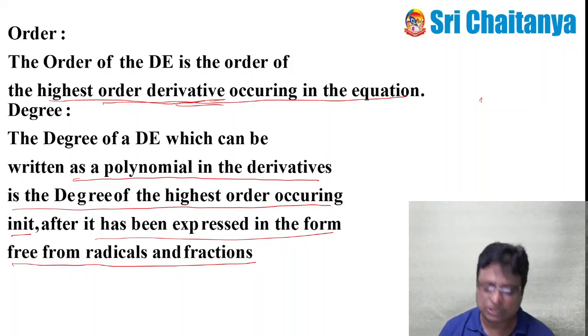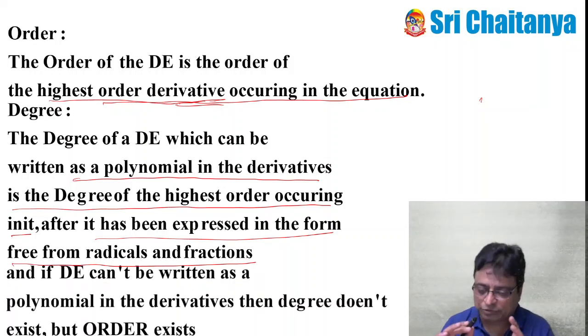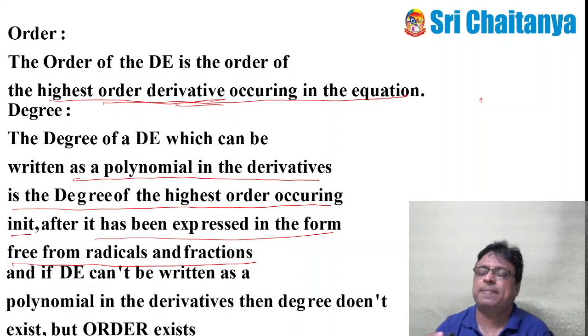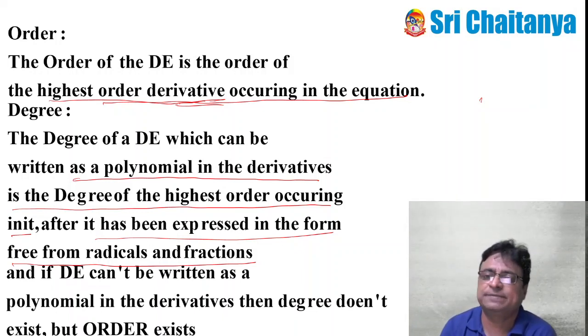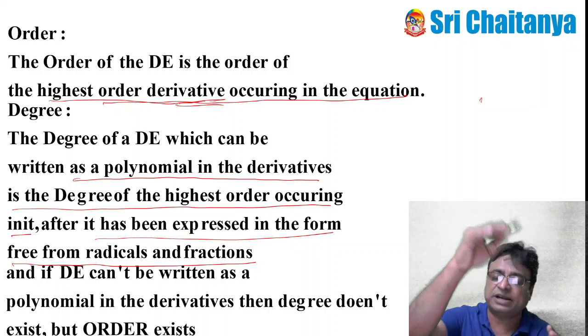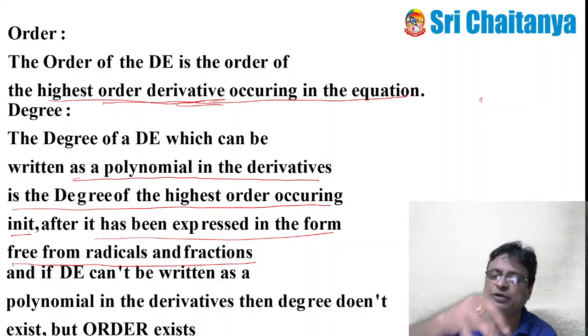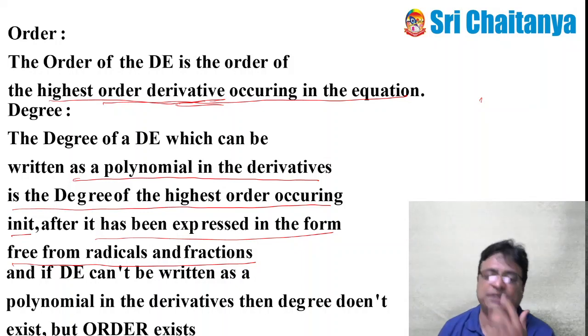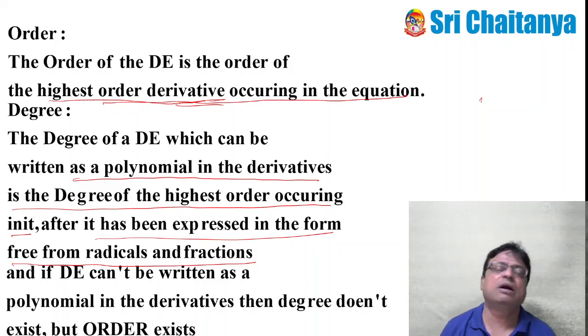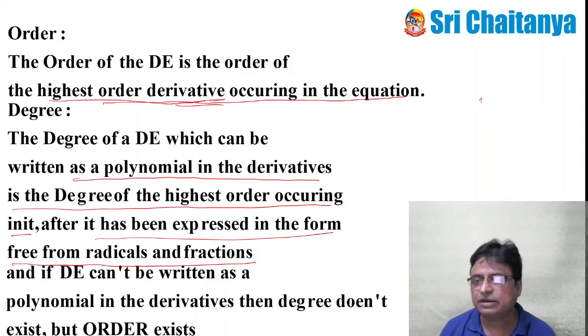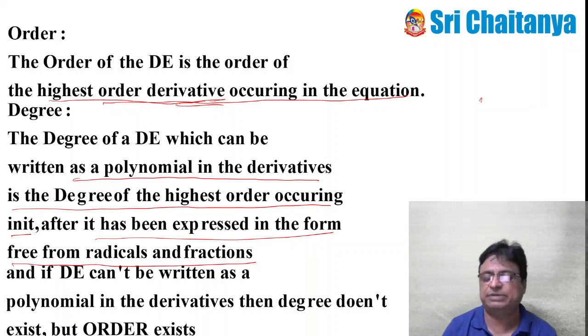That is important. So first you need to express the equation as a polynomial in differential coefficients. After that, the degree of the highest order coefficient indicates the degree of the differential equation, provided the equation has been expressed in a form free from radicals. Suppose it is not possible to express it free from radicals, then simply we can say that the degree does not exist. Don't worry, I will give you some beautiful examples to clarify the difference between order and degree.